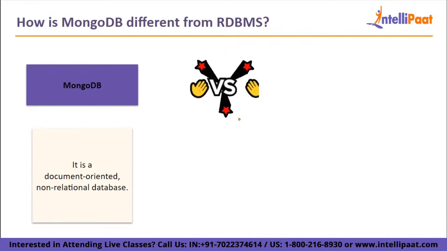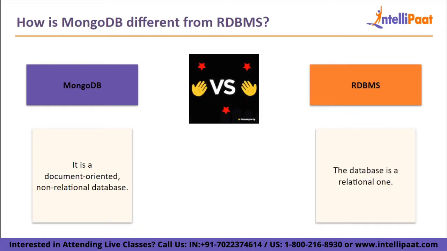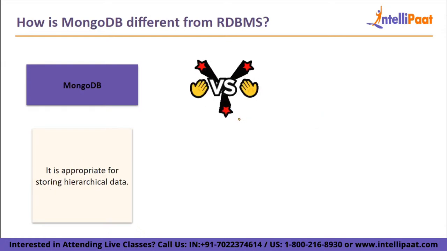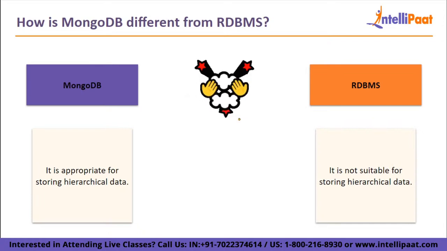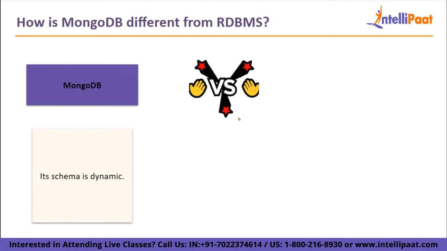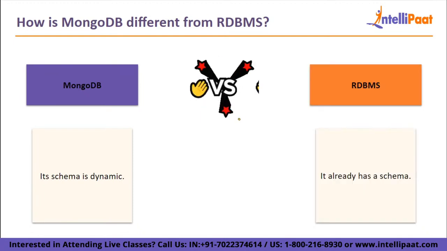MongoDB is a document-oriented, non-relational database, while RDBMS is a relational one. MongoDB is appropriate for storing hierarchical data. RDBMS is not suitable for storing any kind of hierarchical data. Again, MongoDB's schema is very dynamic, while RDBMS already has a schema.